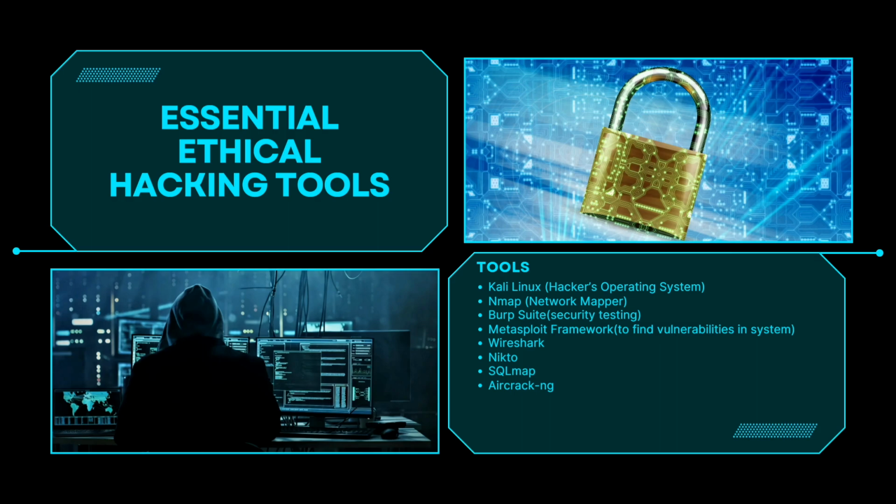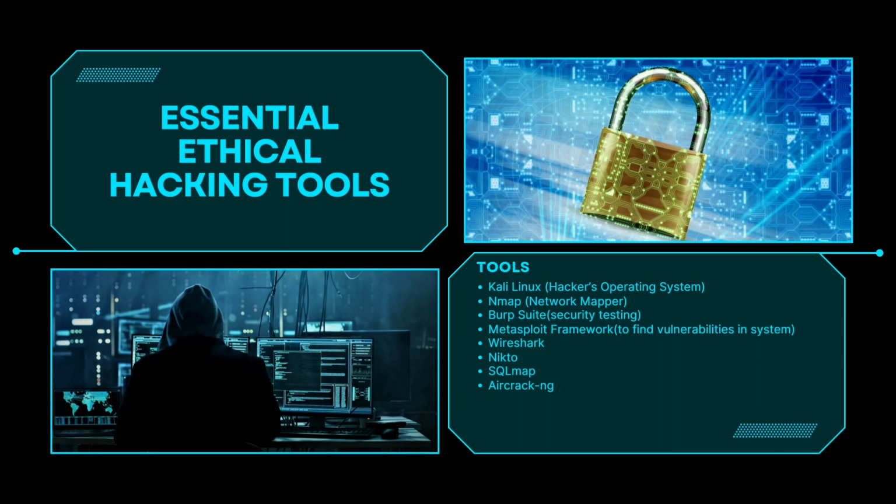Metasploit is a powerful tool used to test system vulnerabilities. Number 5. Wireshark. Wireshark is a network traffic analysis tool. It captures and analyzes data packets in real time. Next one is Nikto. Nikto is a web server scanner tool. It checks for outdated software, misconfigurations, and even unknown vulnerabilities.